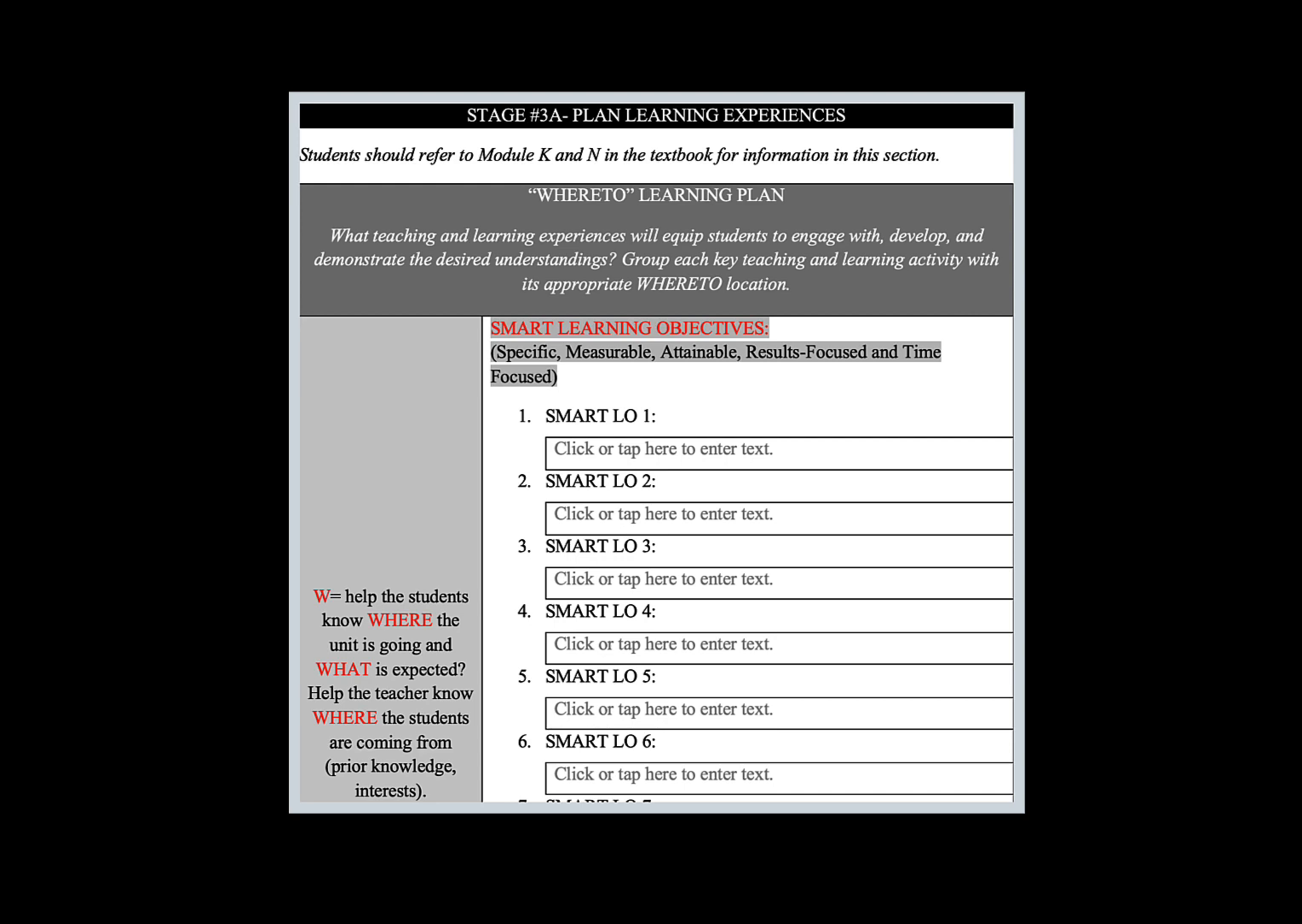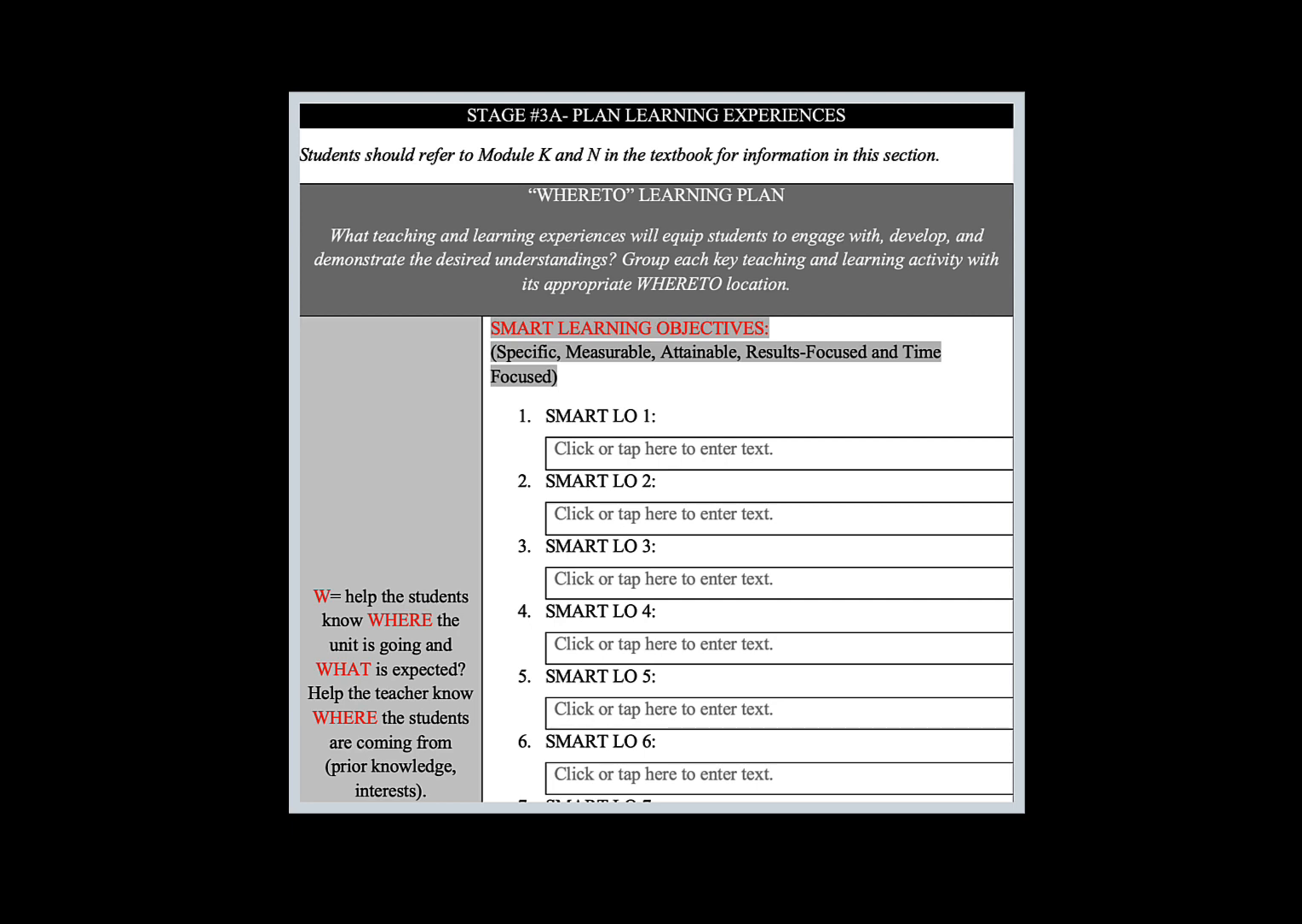The WHERETO Learning Plan. The acronym WHERETO is used to guide the instructional designer through all of Stage 3 of the UBD template. Each key teaching and learning activity will be summarized in its appropriate WHERETO section. It starts with the W to create SMART learning objectives. Side note, SMART is an important acronym that is utilized in this section. It stands for specific, measurable, attainable, results-focused, and time-bound.